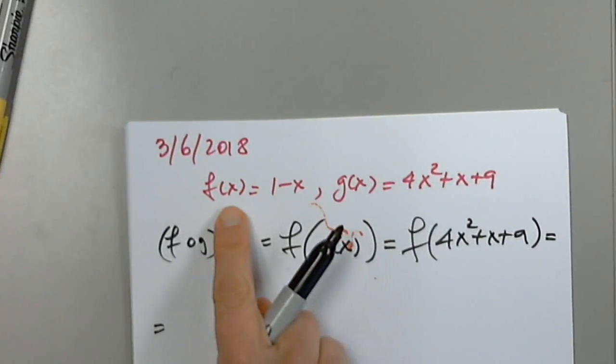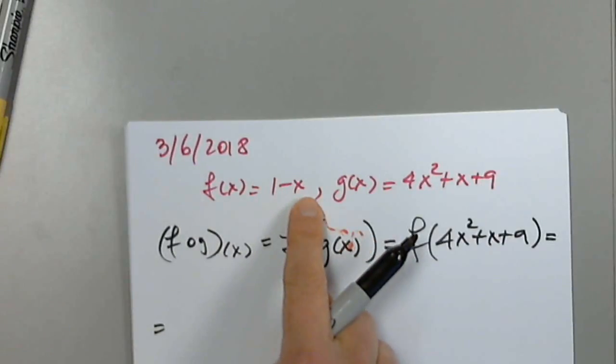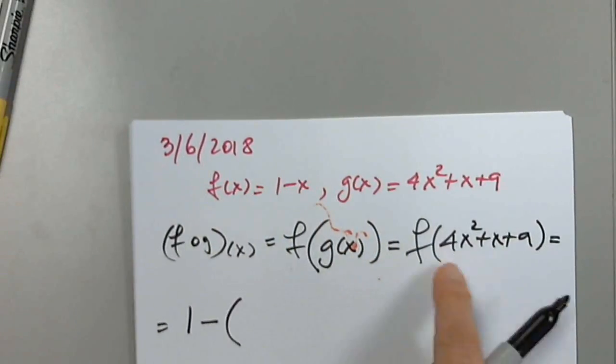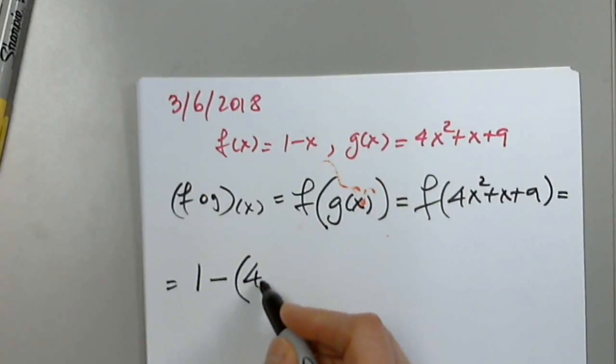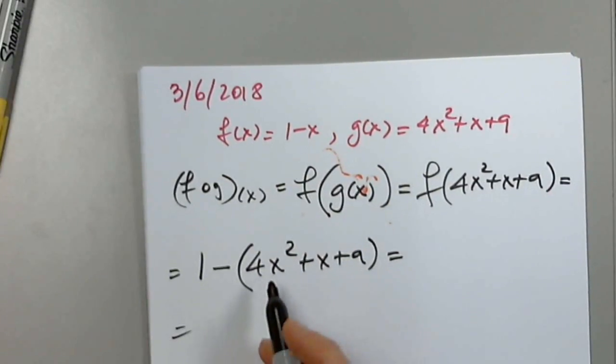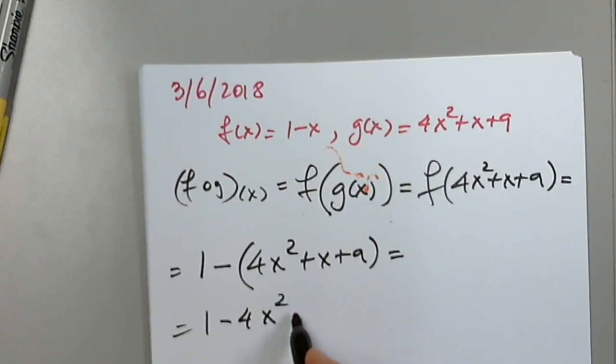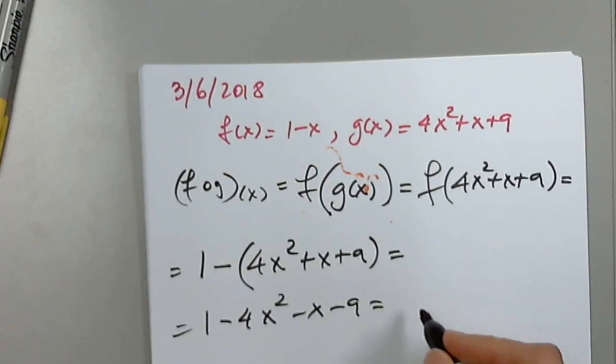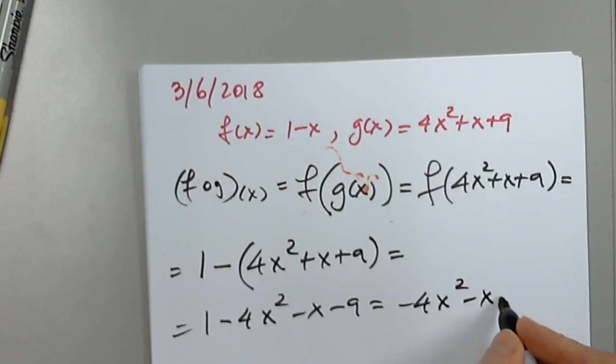And now I look at f. F says 1 minus whatever. Yes. But I have to distribute a negative sign. So 1 minus 4x squared minus x minus 9. This becomes negative 4x squared minus x minus 8.